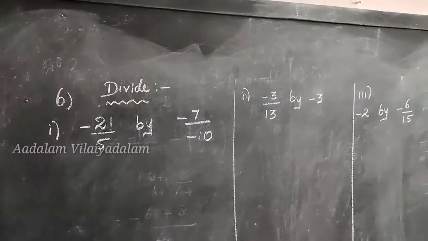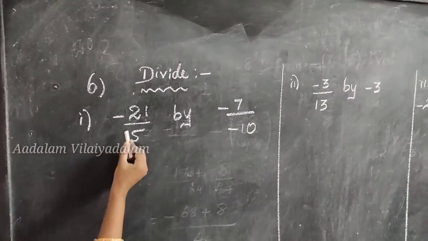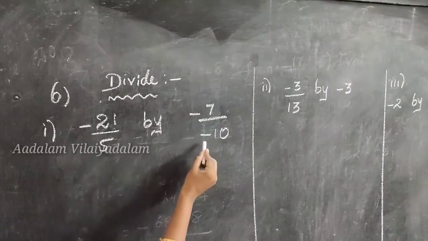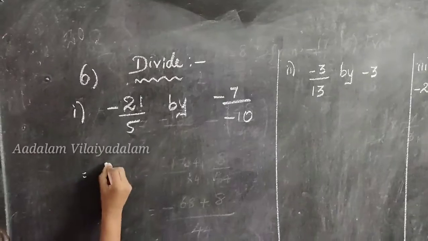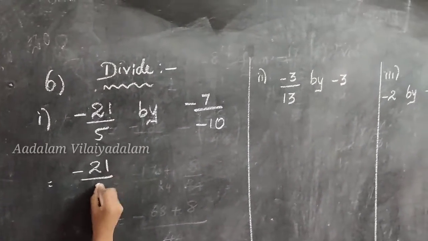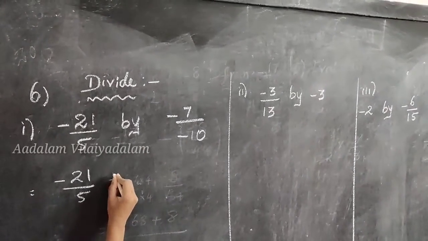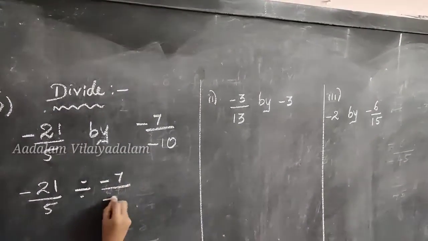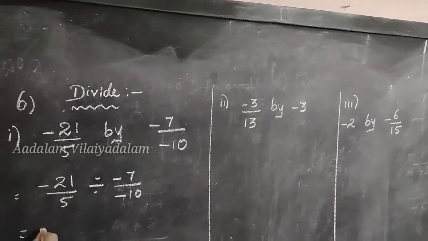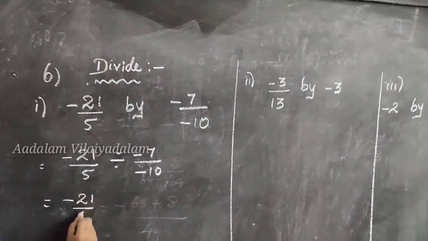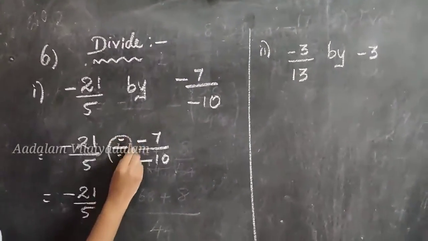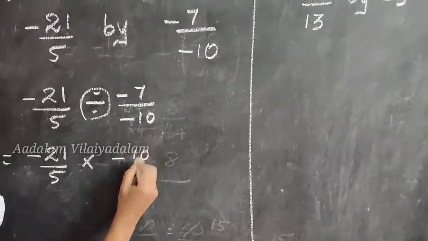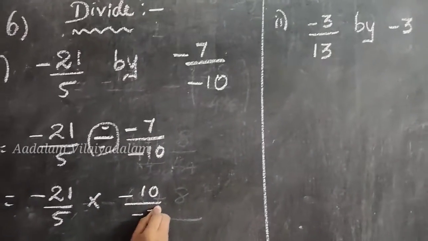So sixth question. So divide the first one, minus 21 divided by 5 by minus 7 divided by minus 10. Here first you arrange the division, convert to multiplication only. So minus 21 divided by 5. So division convert to multiplication means we have to take the reciprocal only. Minus 10 divided by minus 7.